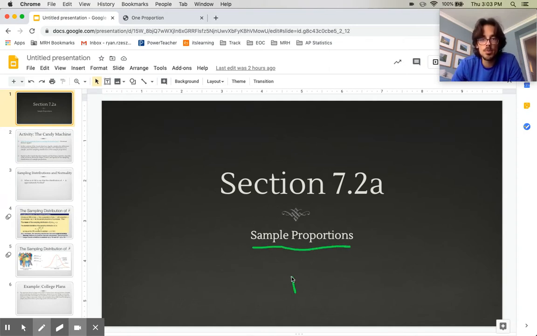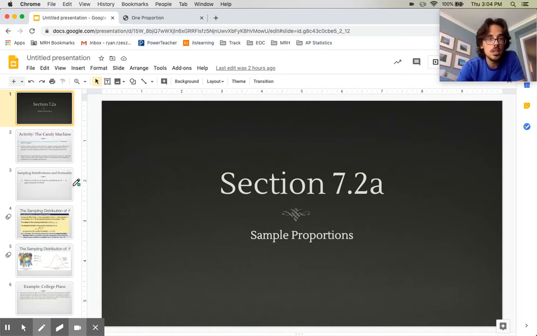Remember our symbol for a sample proportion was p-hat. So what we're basically looking at is what happens to the graph of p-hats when we take lots and lots of samples. And we're going to build up some different stuff with that.